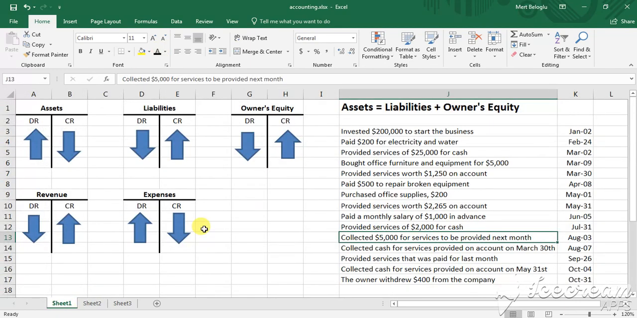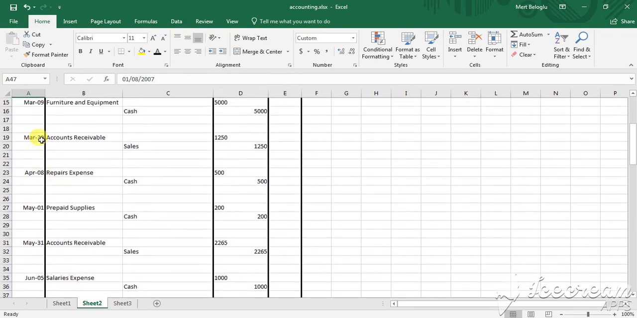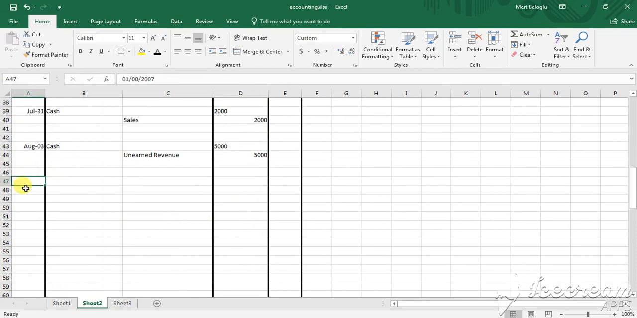Our next transaction, August 7th, is collected cash for services provided on account on March 30th. From the general journal, we can go back to March 30th, and we saw that we have $1,250 of balance outstanding, which we are now collecting. So on August 7th, we debit cash by $1,250 and credit accounts receivable by $1,250. So one asset account is increasing, the other is decreasing. So it is still balancing out.